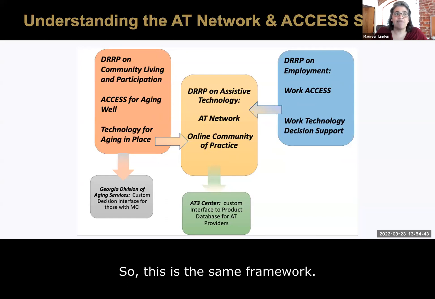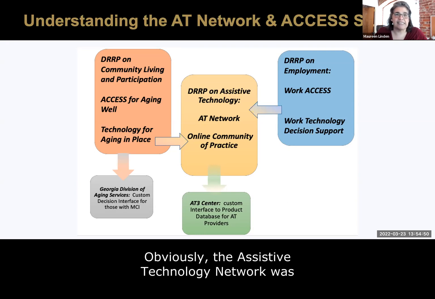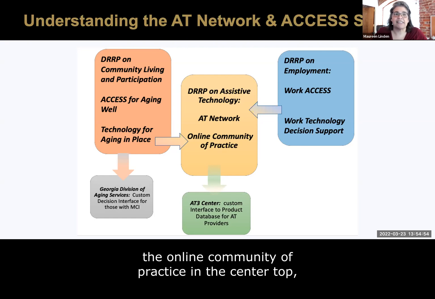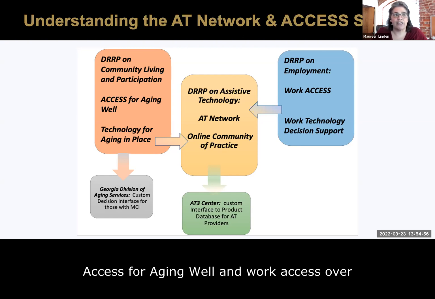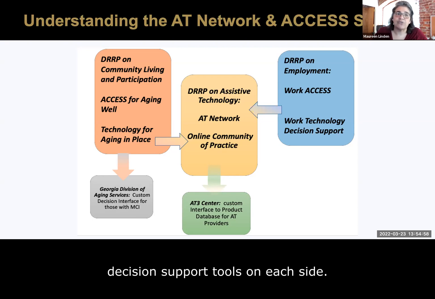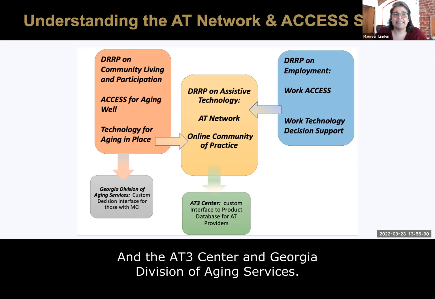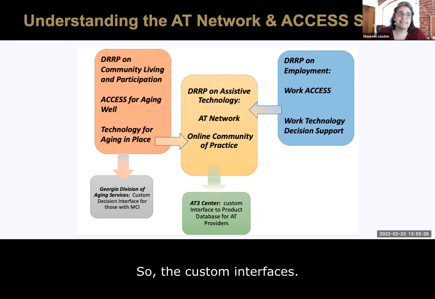AT selection tool. So if I could have the next slide. So this is the same framework, it just names the projects and you can see how they interact with each other. Obviously, the Assistive Technology Network was the online community of practice in the center top. Access for Aging Well and Work Access are the decision support tools on each side. And the AT3 Center and Georgia Division of Aging Services are the custom interfaces. Next slide.